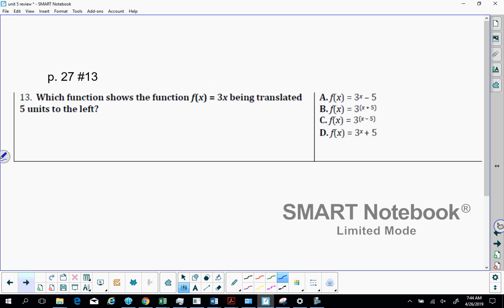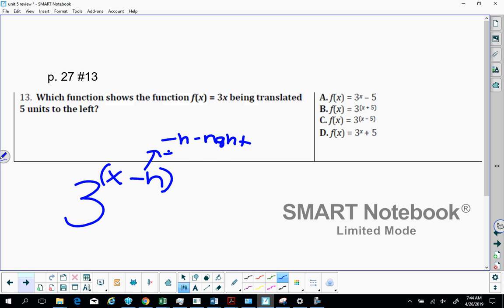Next one, transformations. Which one's 5 to the left? D would be 5 up. Do you guys want to go over transformations? So remember, I just remember little left and right. So if it's little, minus h is to the right, plus h is to the left. The big constant numbers, plus k, is always up and down. So if it's plus k, it's up 5. If it's minus k, it's down 5. Yep, so it would be B.